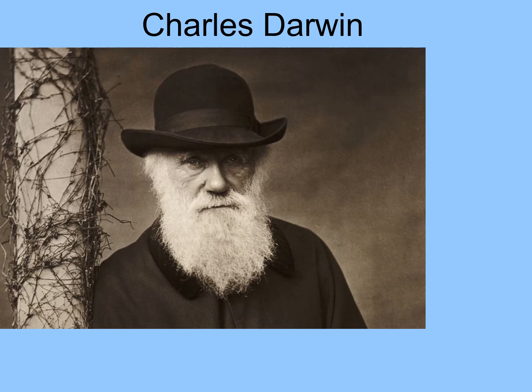Our definition of evolution is that organisms that are alive today are descendants of organisms from previous generations. What Charles Darwin did was he described a mechanism to explain how evolution works. Evolution was not a new idea, but nobody really could figure out how it works.